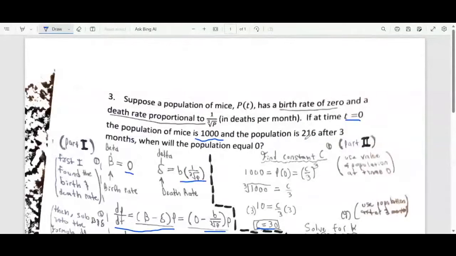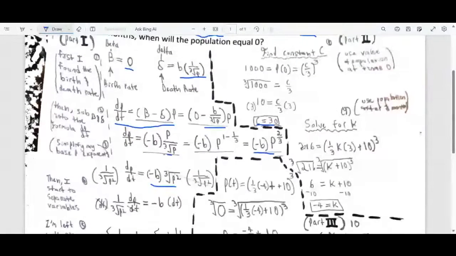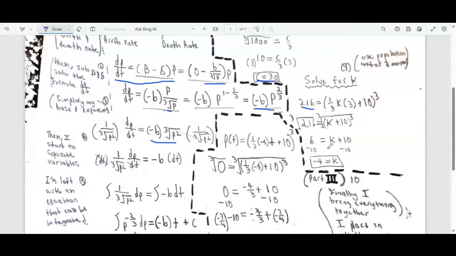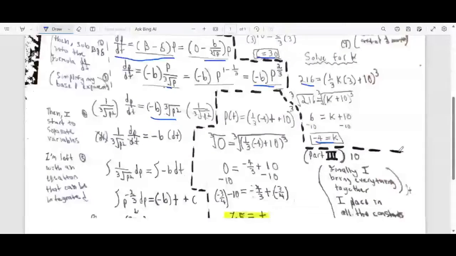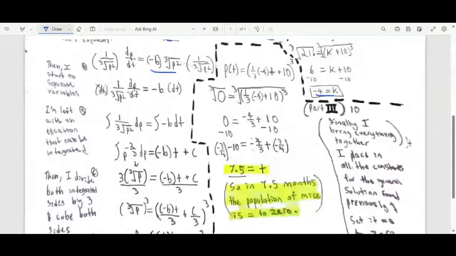So we know the population is 216 after 3 months. I plug in 216 for the population P of T, and then I plug in 3 for the time, right? And then I further isolate K by cube rooting both sides, and I'm left with 6 is equal to K plus 10. Subtract 10 on both sides, and I get negative 4 is equal to K, which is another constant. We found 2 of our constants, and all we have to do is bring everything together.